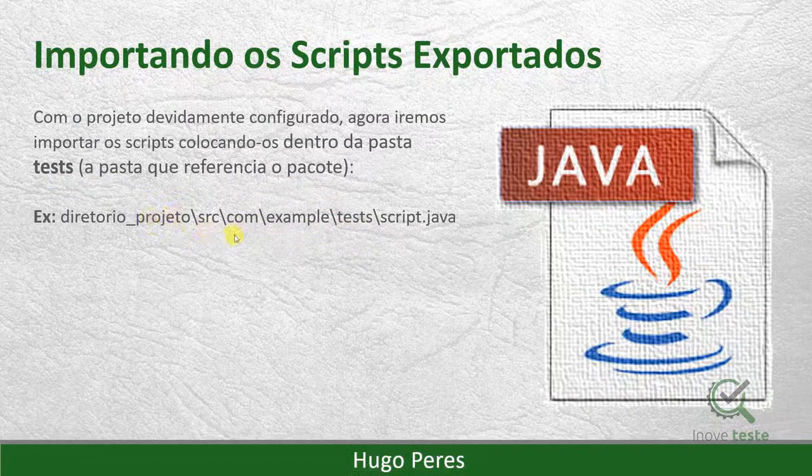The fact that we created the package with .example.tests caused Eclipse to create a directory, a folder com, within it a subfolder example, and then the subfolder tests. Within this folder, we wanted to add our exported scripts in Java format.